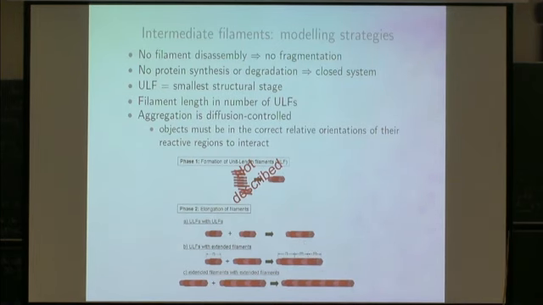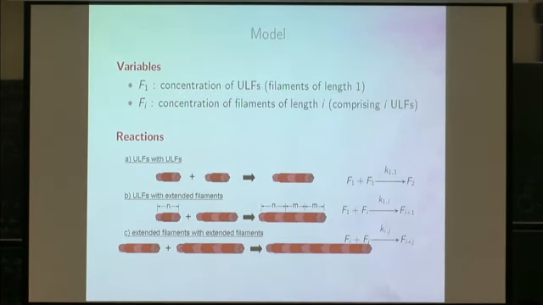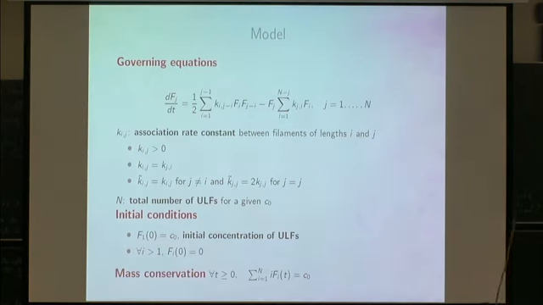So for the variable F1, it is just going to be the concentration of filament of length 1, so the ULF. Otherwise, we are going to have the concentration of filament of length I. And what we are going to play with is finally the constant of association, and we are going to assume they are dependent on length and also the shape of the object. So we are going to have this type of equation.